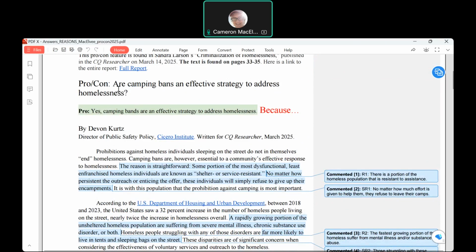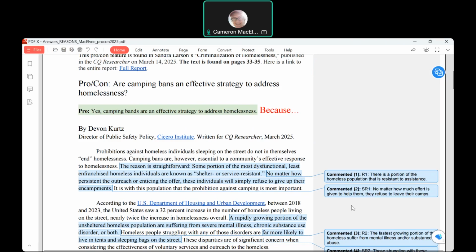So we're going to start. Our issue is, are camping bans an effective strategy to address homelessness? Devin Kurtz says yes, camping bans are an effective strategy. Why? Because, the key here is the because. Because the reason is straightforward. There's a portion of the homeless population that resist assistance. That's one reason why bans are effective.